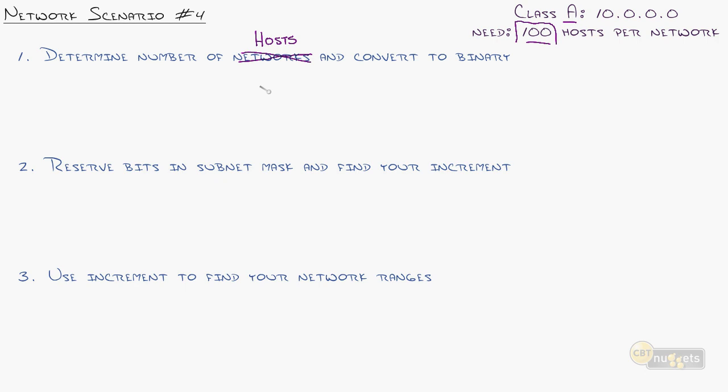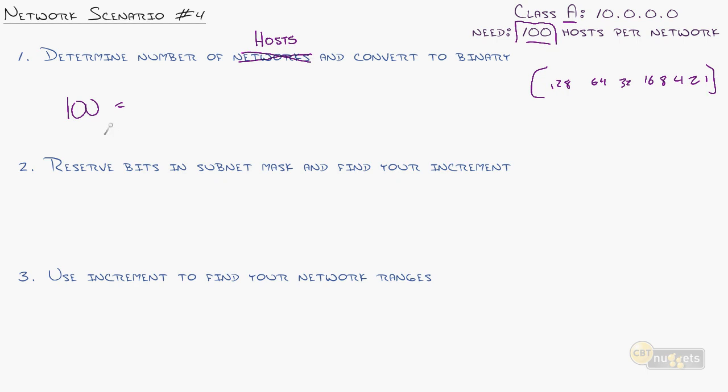So determine the number of hosts and convert that to binary. So I've got 100 hosts that I'm going to convert to a binary number, 128, 64, 32, 16, 8, 4, 2, 1. And by the way, the more and more you do of these, the more you'll get to the point where you just kind of look at them. Remember, it's 8 numbers. It can only be one of 8 numbers.